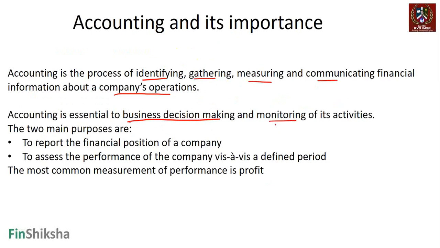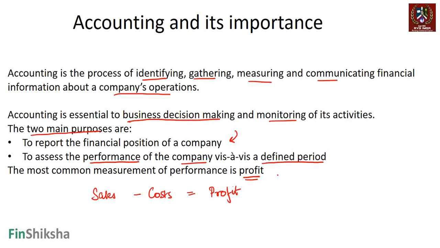There are two main purposes of financial accounting. The first is to report the financial position of a company. The second is, once you have reported the position, you can assess the performance of the company over a defined period. The most common measurement of performance is profit. We will define these terms as we go along, but typically a business will sell something, there will be a cost in terms of those sales, so you do some sales, you subtract some costs, and what you get is profit.